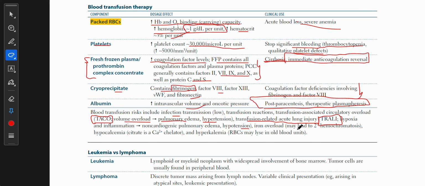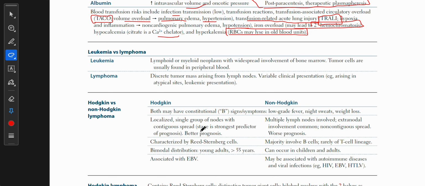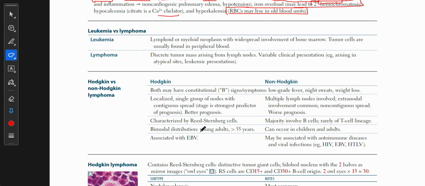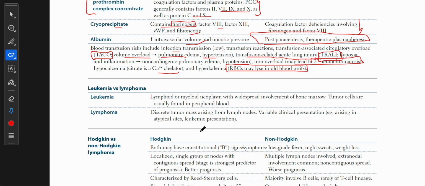Then iron overload may lead to secondary hemochromatosis. Hypocalcemia, because citrate is a calcium chelator, and hyperkalemia, because RBCs may lyse in whole blood units. That can cause hyperkalemia, with different clinical symptoms like arrhythmia in our heart. There are different symptoms. We have to consider each of these.